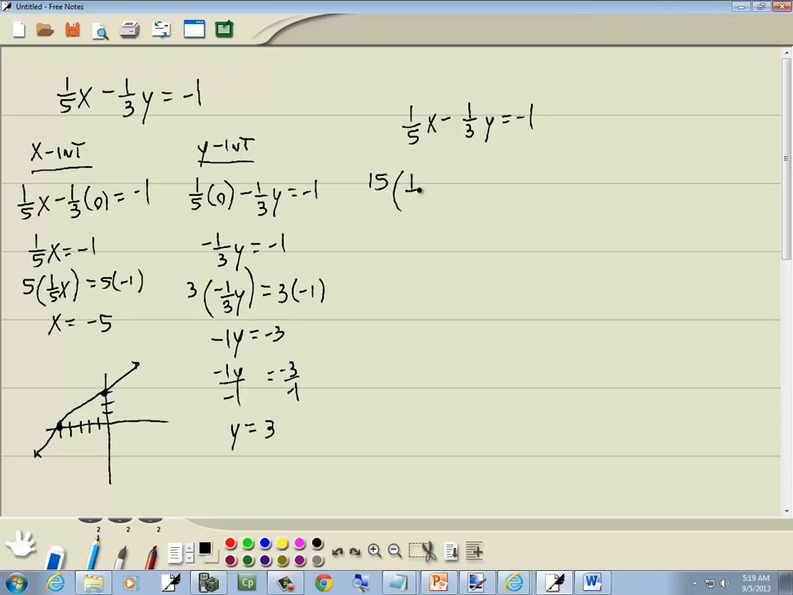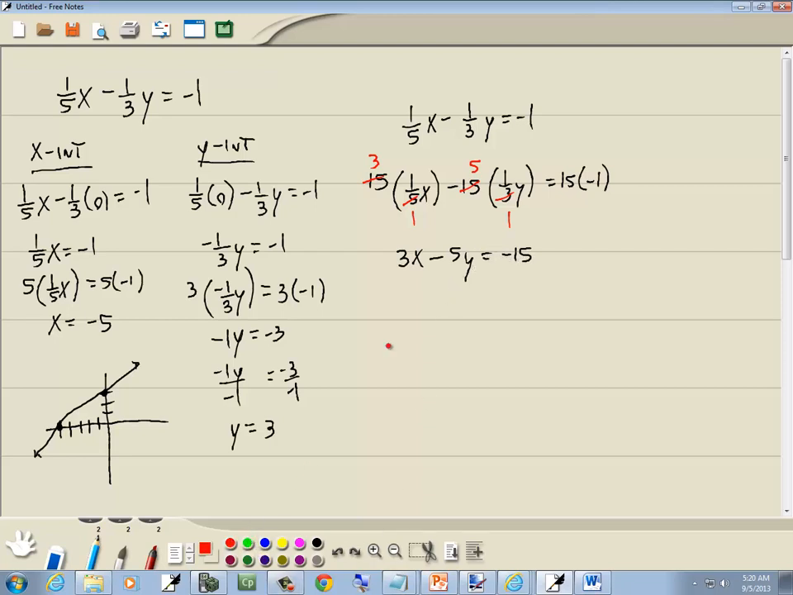So I'll multiply the 1/5 x by 15 minus 15 times 1/3 y equals 15 times -1. Now 5 and 15 both divided by 5. 5 divided by 5 is 1. 15 divided by 5 is 3. 3 and 15 both divided by 3. 3 divided by 3 is 1. 15 divided by 3 is 5. So we're left with 3 times 1, which is 3x, minus 5 times 1, which is 5y, equals 15 times -1, which is -15.